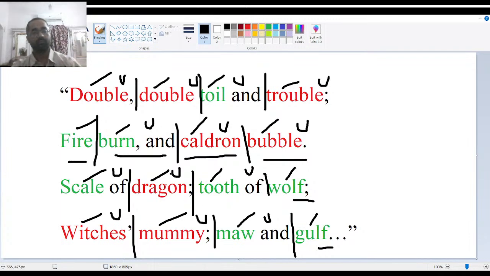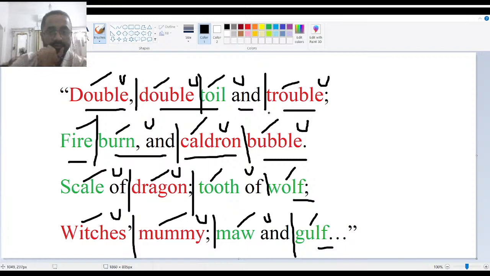Okay. Trochaic trimeter. Sorry, trochaic tetrameter, the first line, and then you have an acephalous trimeter. Then you have trimeter catalectics in the third and fourth lines. Okay. Some more examples. Examples are all we are going to look at today.